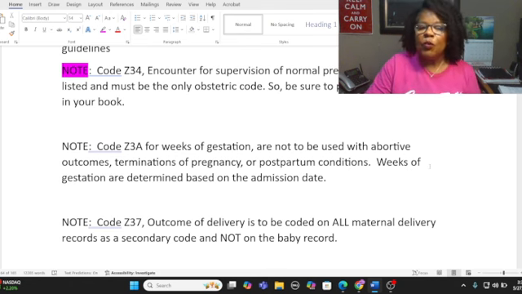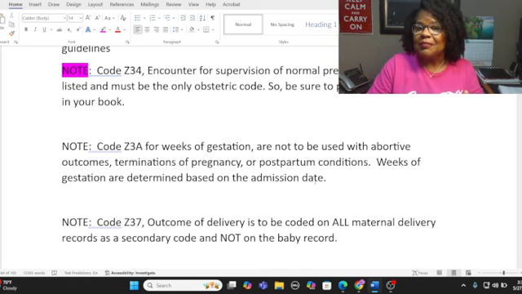Weeks of gestation are determined based on the admission date. What if a mother is admitted to the hospital on Monday at 16 weeks and on Wednesday she turns 17? I used to question, okay, she's still in the hospital, which Z3A, what weeks of gestation? Do I identify it as week 16 or week 17? Your weeks of gestation are determined based on the admission date, whatever number of weeks she was at the date of admission, okay?